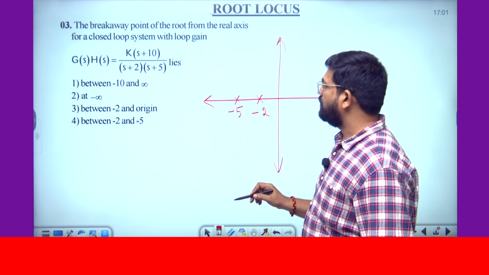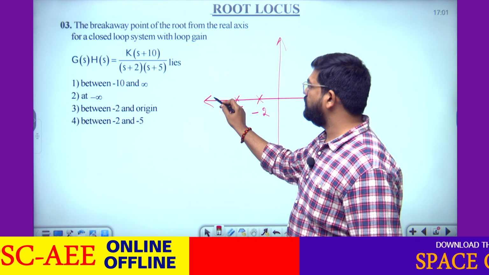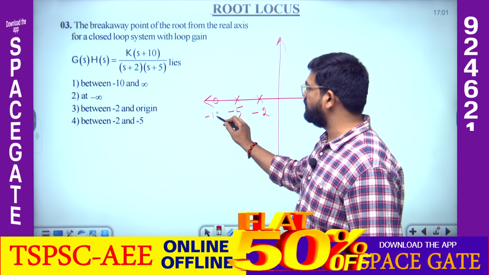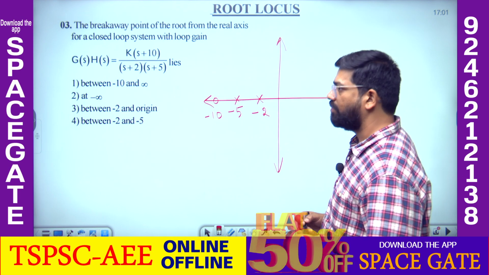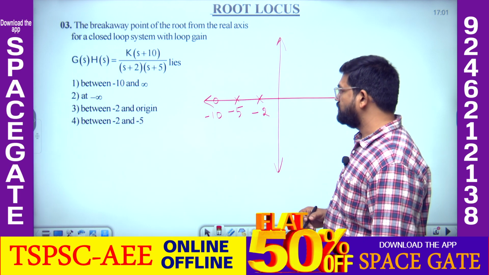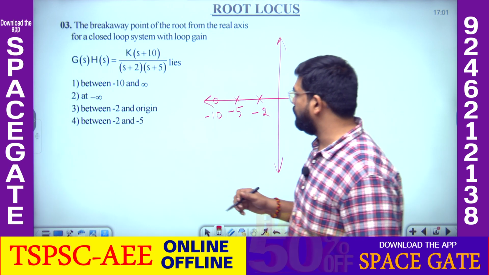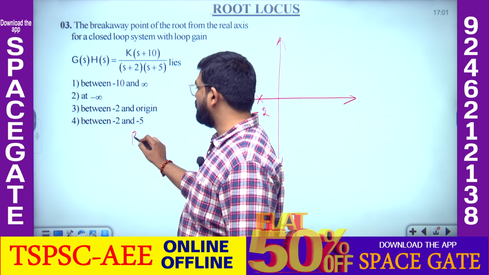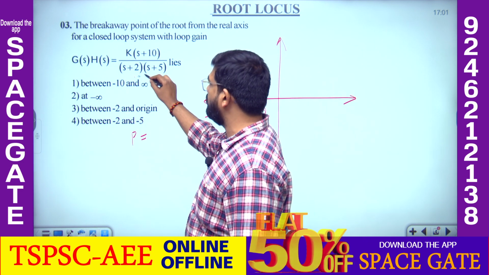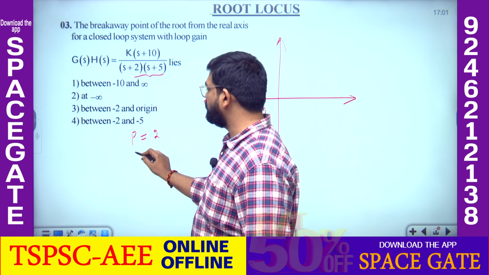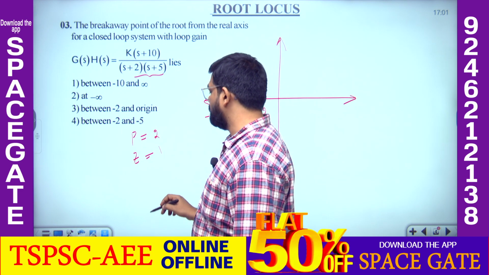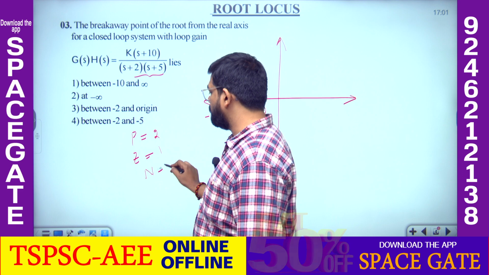-5. Got the point? And 0 is located where? -10 based on the given one, right or not? Now definitely here if you notice, number of poles are how many here? Number of poles, look at that, only 2. Number of zeros how many? Only 1 is there. So angle of asymptotes how many do we get?